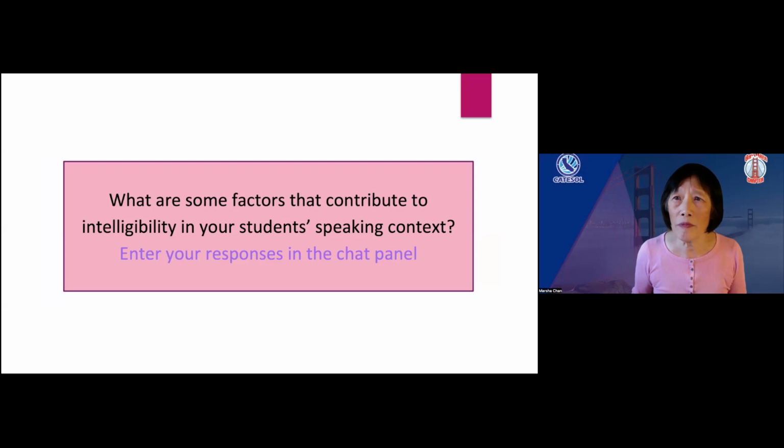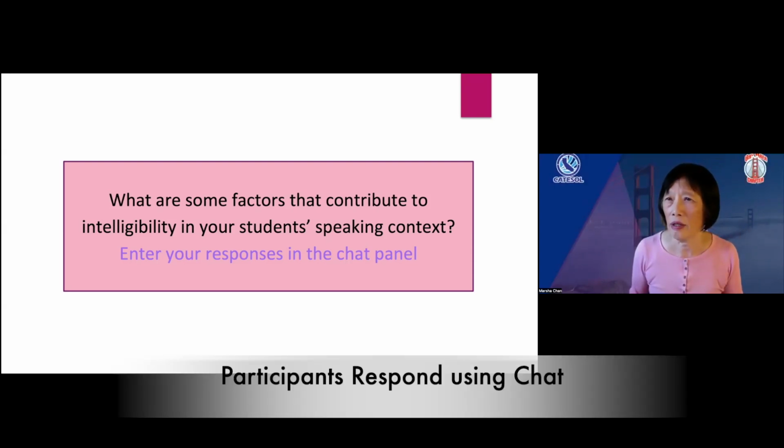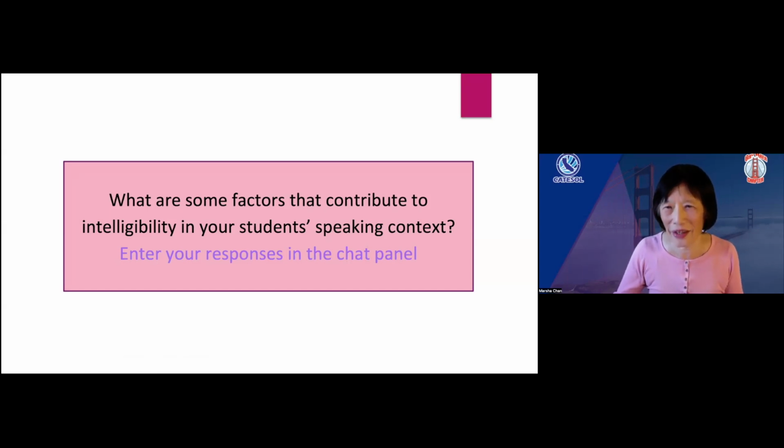And we want to look at some features. So how about your experience? What are some factors that contribute to intelligibility in your students' speaking context? Okay, we've got things like vowels and suprasegmentals, word stress, intonation, places of articulation, fear. Another thing is whether people are from the same accent and they can understand each other. Okay, all right, great. These are some good ideas.